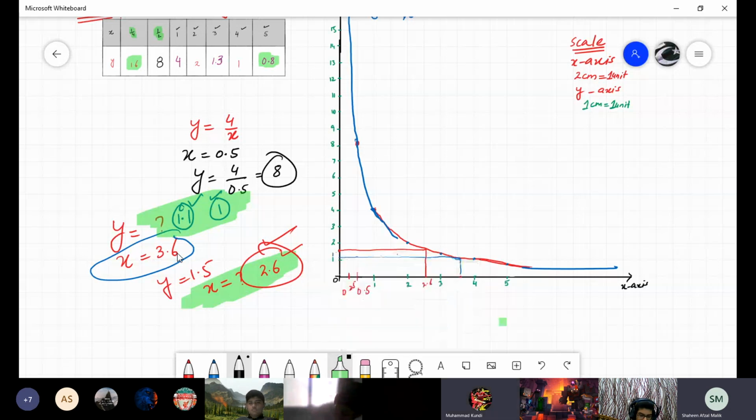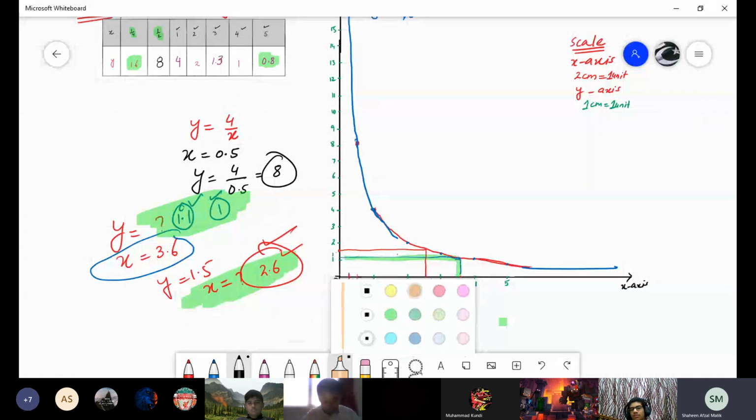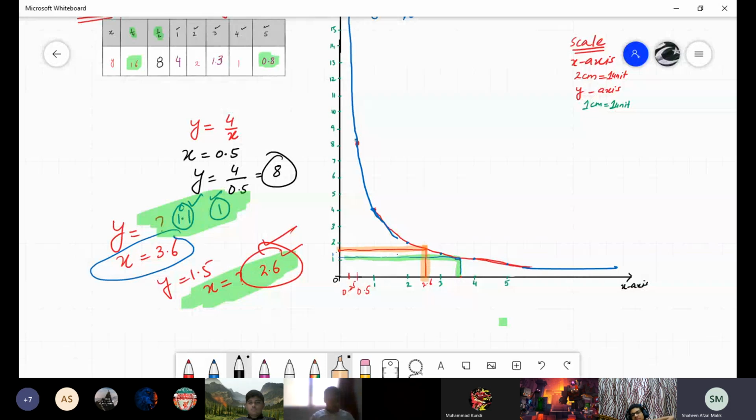Can you see this point? Yes, ma'am. When we have to find out the value of x, this is when y is equal to 1.5. Look at this point. When y is equal to 1.5, this line touches the graph line, and from that point, move down to the x-axis to find the x value. Okay, ma'am.